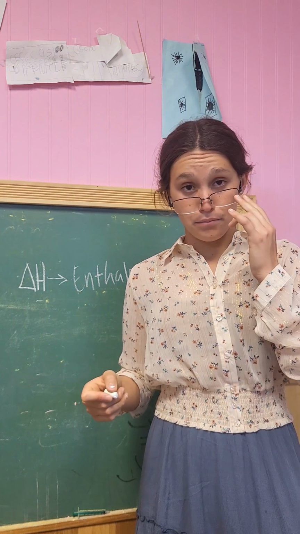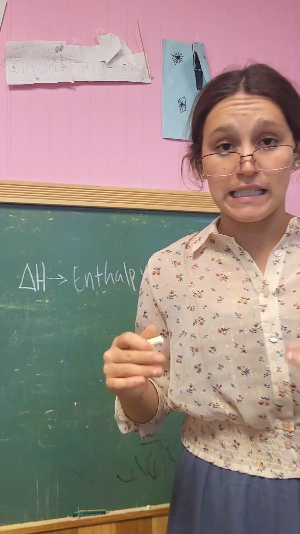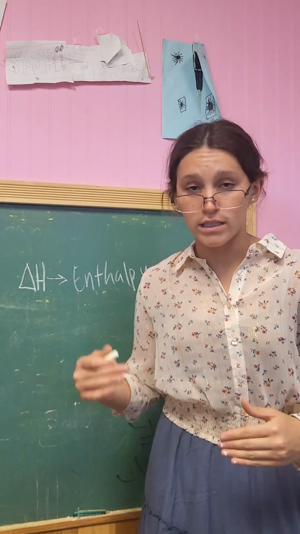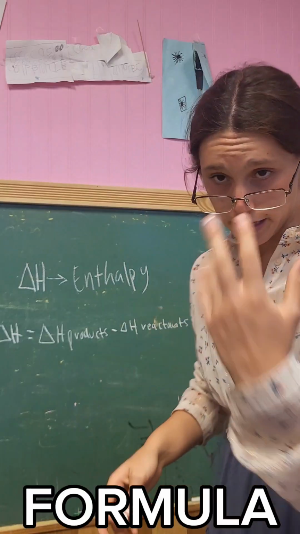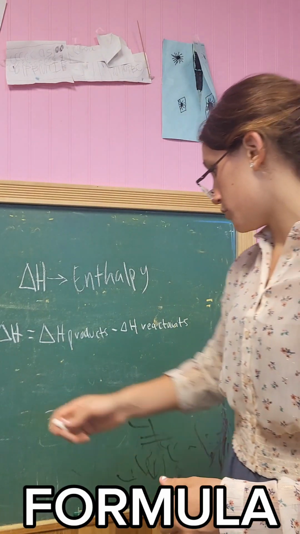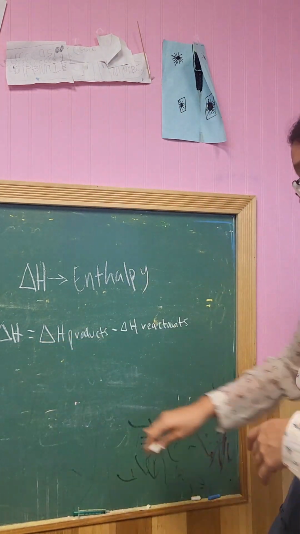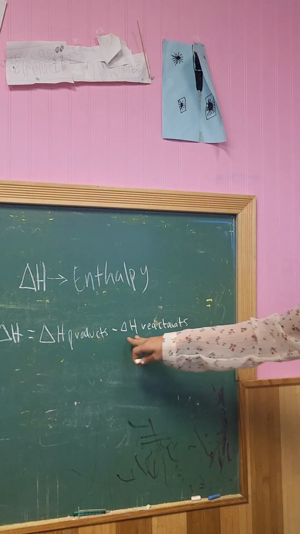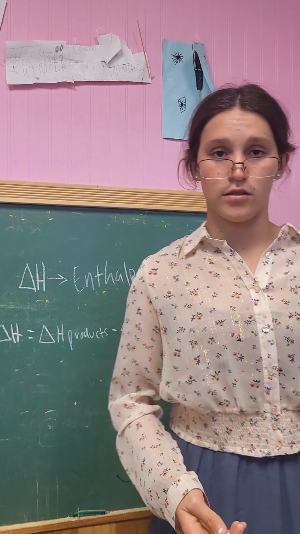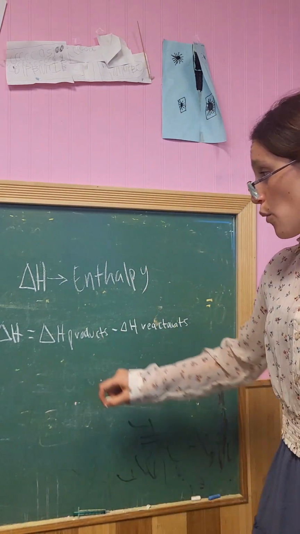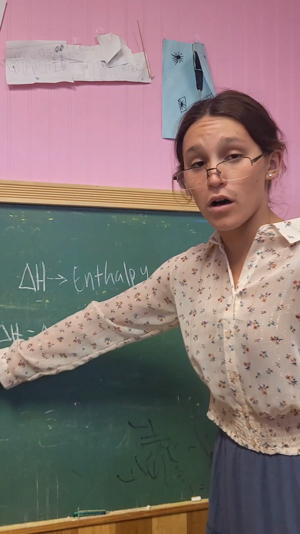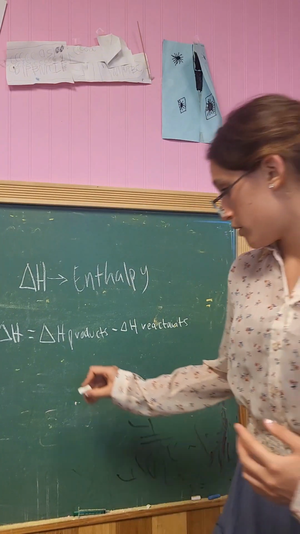Enthalpy is the measure of heat in a system held at constant temperature. To calculate enthalpy, we will use the formula delta H equals delta H products minus delta H reactants. So we need this formula, and we also need our enthalpy chart.